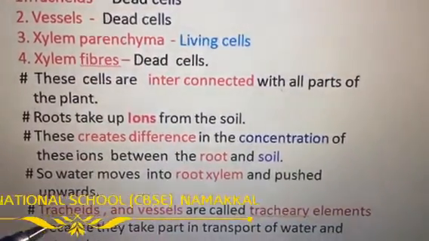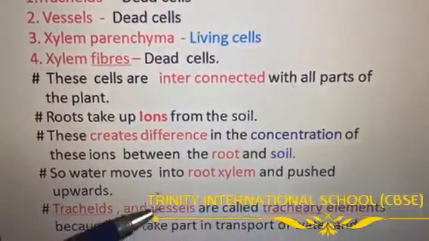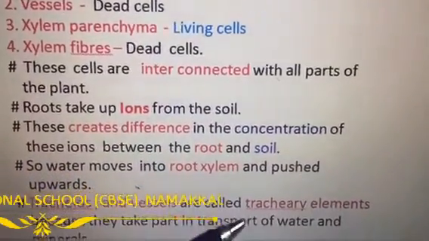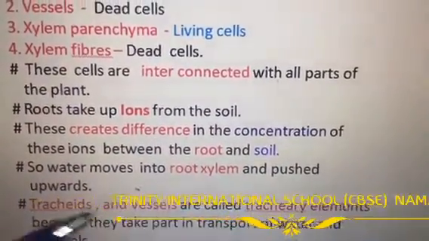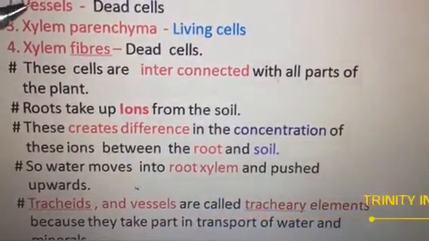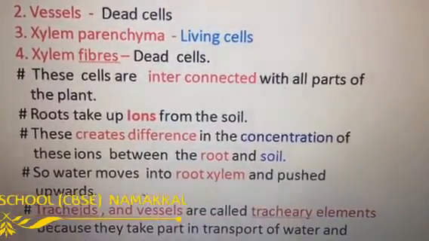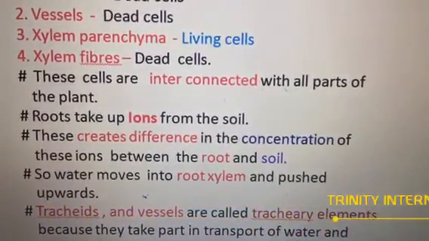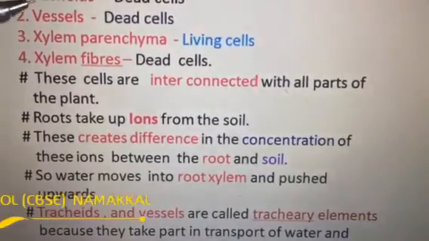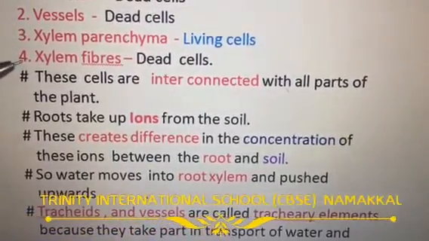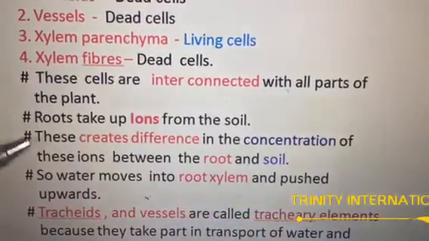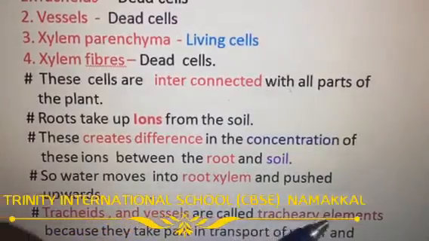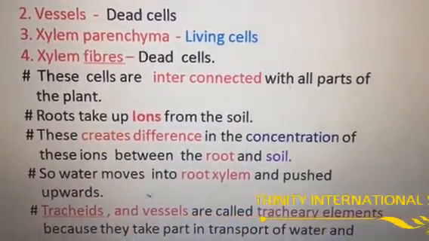Then tracheids and vessels are called tracheary elements. Among the 4, the first 2 are called tracheary elements because they take part in the transport of water and minerals. Among the four, the tracheids and vessels are mainly responsible for conducting water and minerals, so they are called tracheary elements.